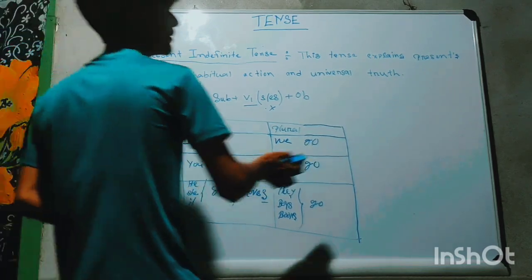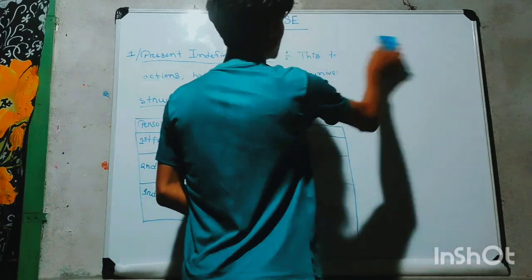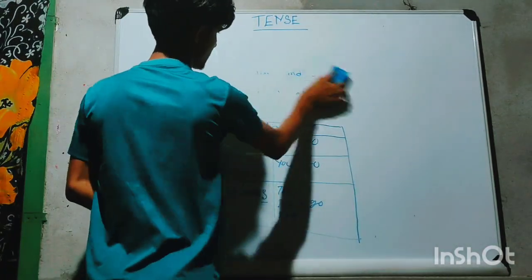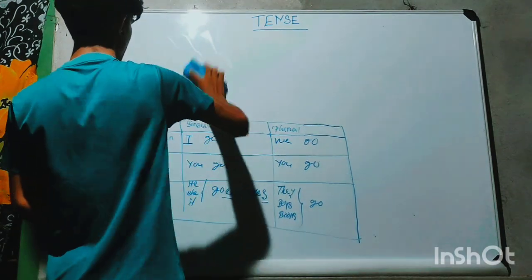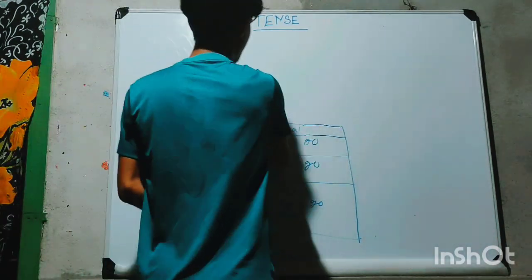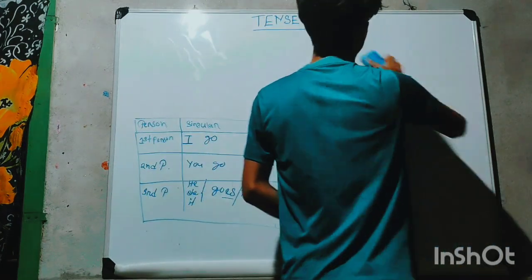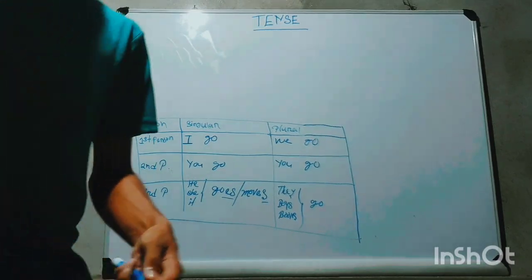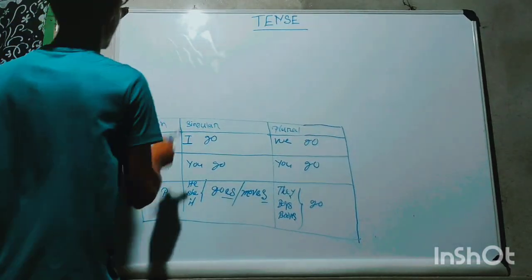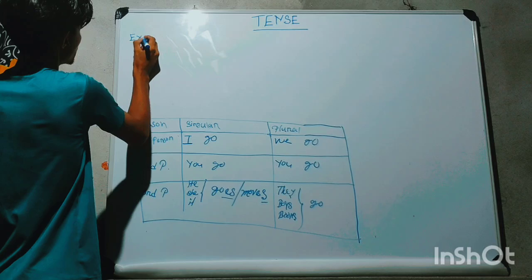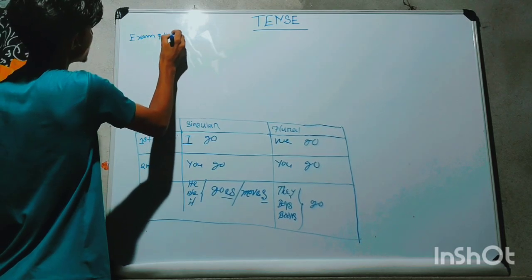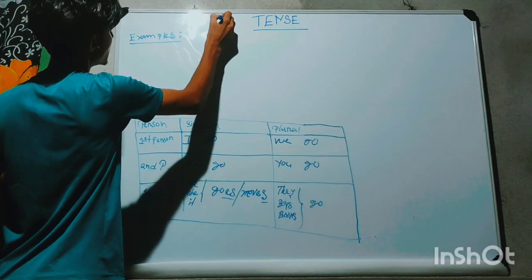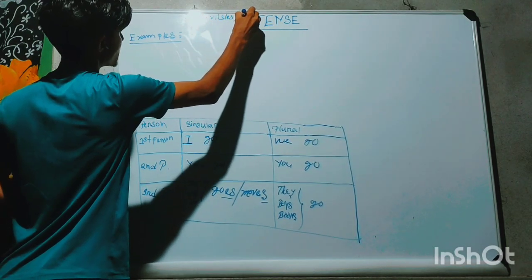Let me finish by giving some examples. I hope you guys are understanding it a little bit. If you practice it daily, it will come to your mind immediately. No need to memorize. Practice makes a man perfect. So what are the examples? We are going to make examples using the structure: subject, verb 1, s/es optional, and object.